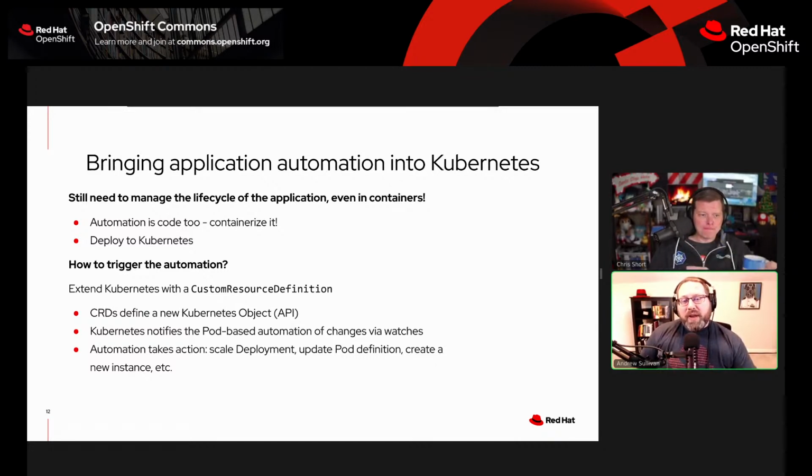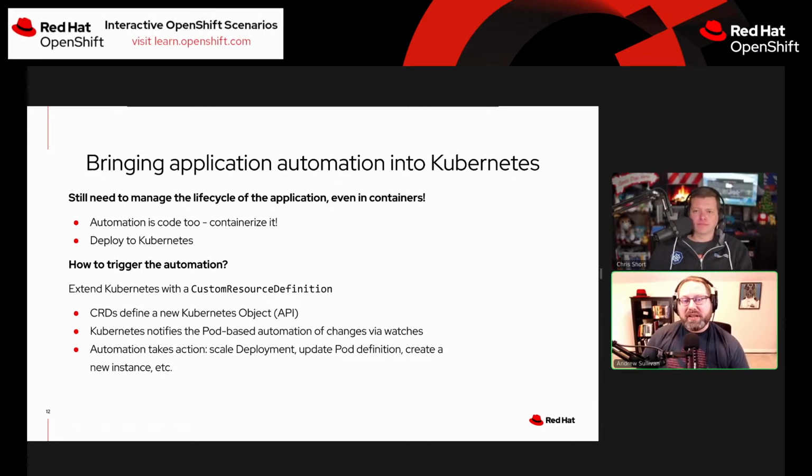So if we have automation to manage our application lifecycle inside of Kubernetes, there's nothing that says that we can't containerize that application, or excuse me, that automation. I can put an Ansible playbook into a container, and I can deploy that container right back into Kubernetes if I so choose. You misspelled operators there. I did. Sorry. Anyways, go ahead. So I can take my automation and deploy it into Kubernetes right alongside the application code itself. So how do I trigger that automation as the administrator, as the user?